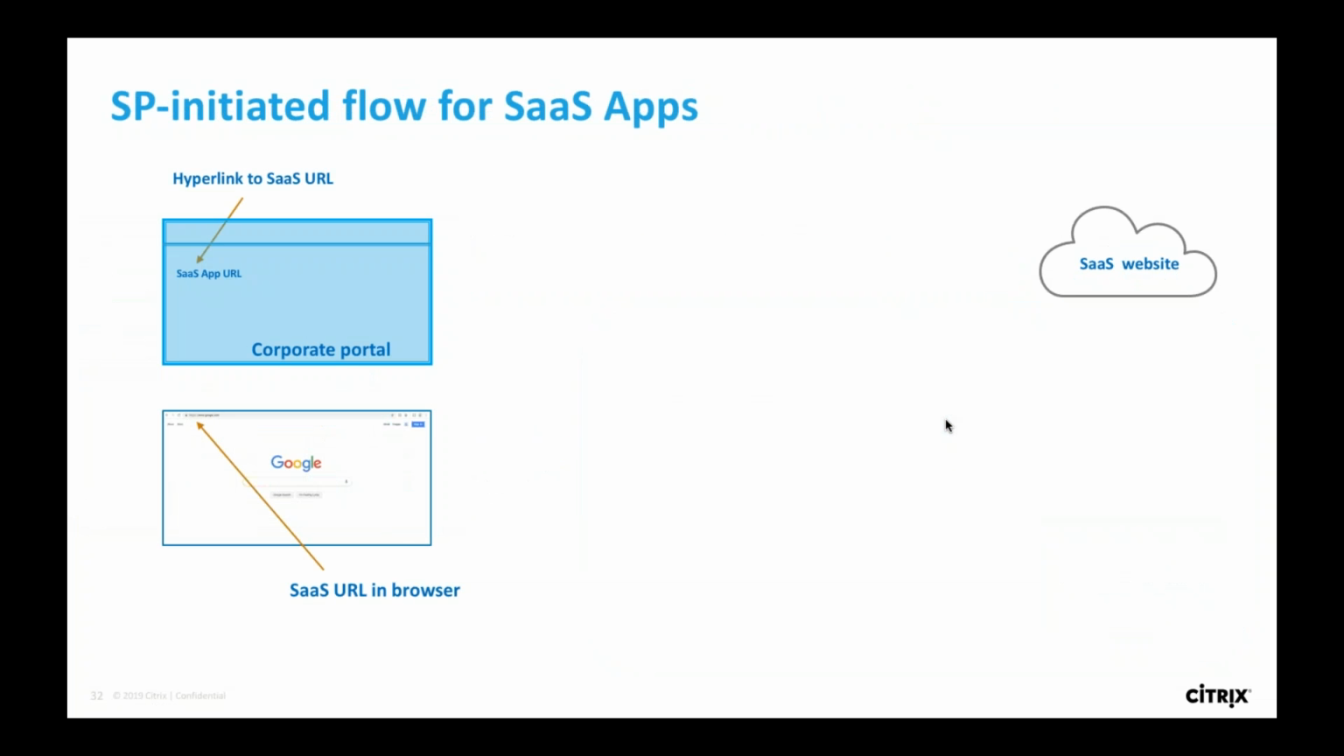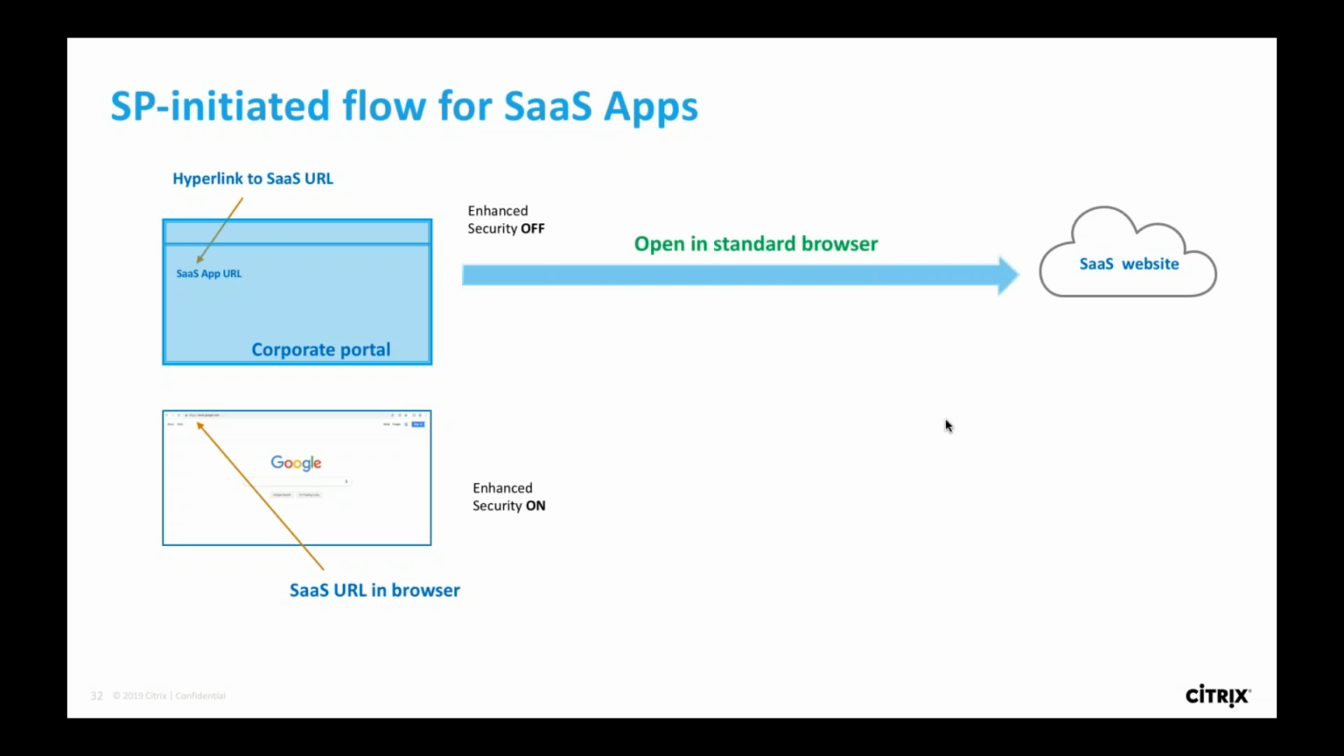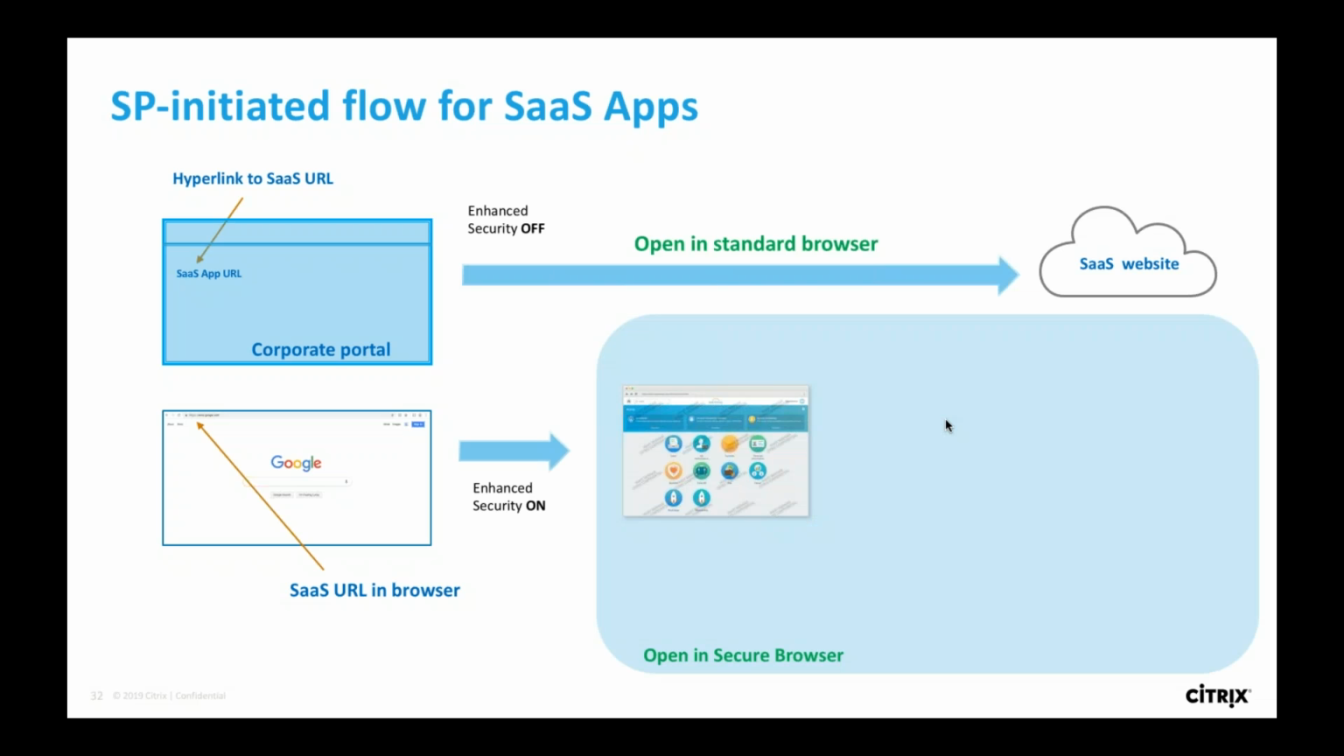Now, we also support the SP-initiated flow for SaaS applications, where you might have a hyperlink to a SaaS application within your own corporate portal, or this could be something that an end user may be typing in their browser. In that case, again, the same consistent experience is enforced, depending on whether security is enforced or that bit is turned off. We will be able to go ahead and enforce the same policy controls.